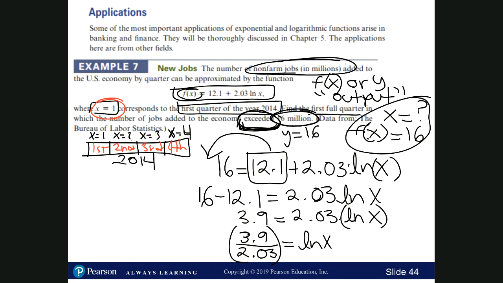Now, remember that if you have natural log, you're talking about a logarithm of base e. And so if I convert that into an exponential expression, it will result in e to the power, and it will be everything that we have in parentheses here. So to the power 3.9 divided by 2.03 is equal to x.